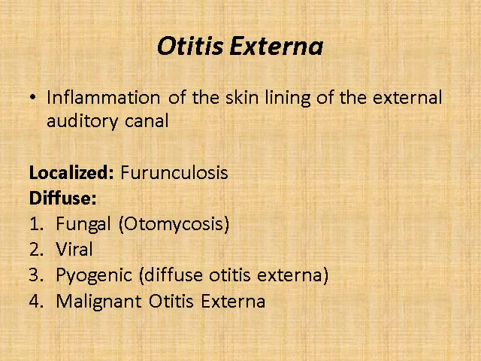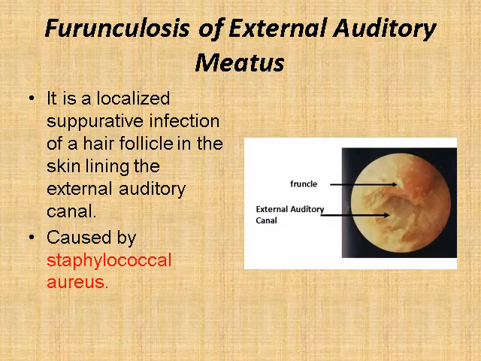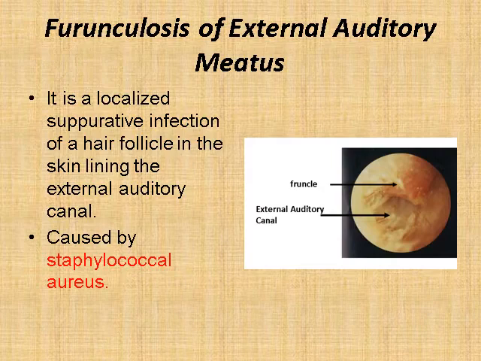Otitis externa is inflammation of the skin lining the external auditory canal. This can be either diffuse or localized. Diffuse will be divided according to the causative organism into fungal, viral, or bacterial. Bacterial can be either diffuse otitis externa or malignant otitis externa. Also, the localized type is called furunculosis, and it's also bacterial, caused by Staph aureus. We'll now start with the localized type of otitis externa, what's known as furunculosis.